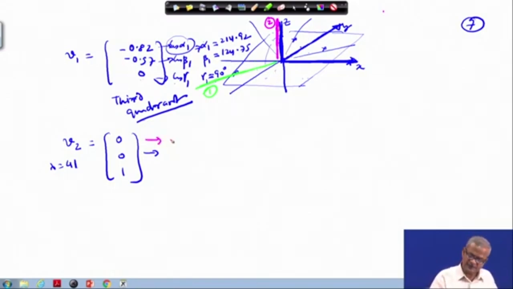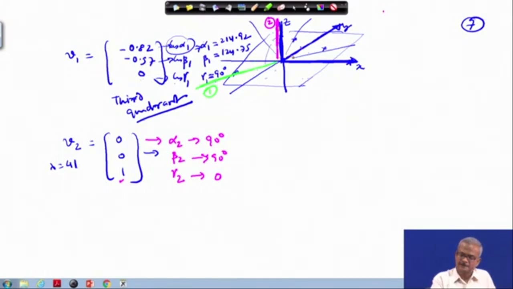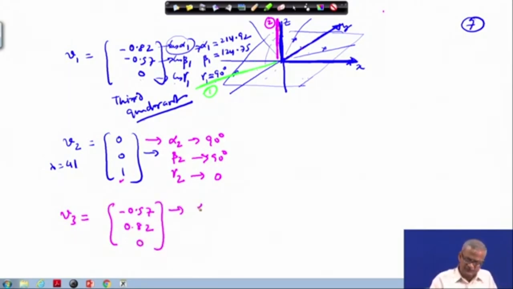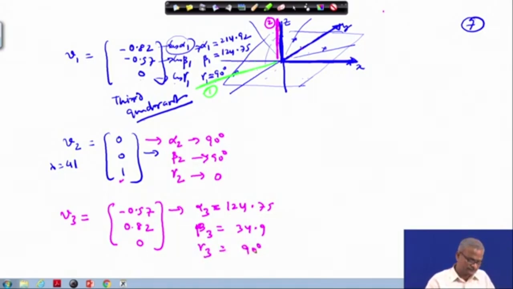Here in this case the corresponding angles are alpha 2, beta 2 and gamma 2: 90 degrees, 90 degrees and 0. So, with the x and y axis this direction makes a 90 degree angle, that is very obvious. For the third, the components are 0.57, 0.82 and 0. This corresponds to alpha 3 equal to 124.75, beta 3 equal to 34.9 and gamma 3 equal to 90 degrees. And where is it lying? x is negative, y is positive and z is 0, so it is lying in the second quadrant.